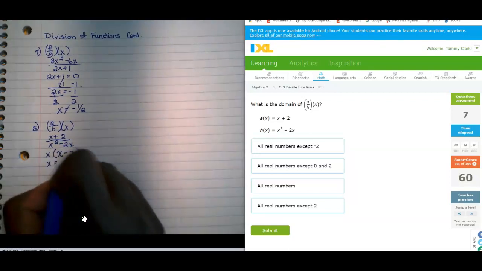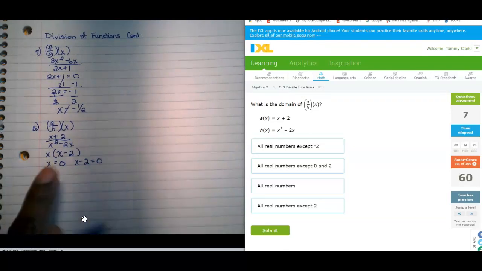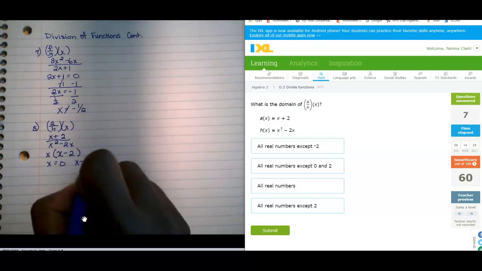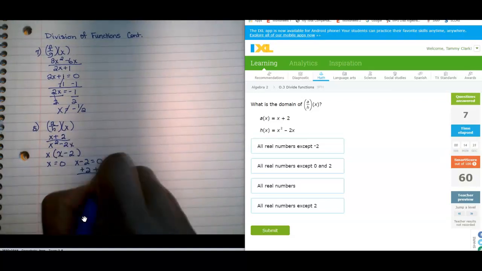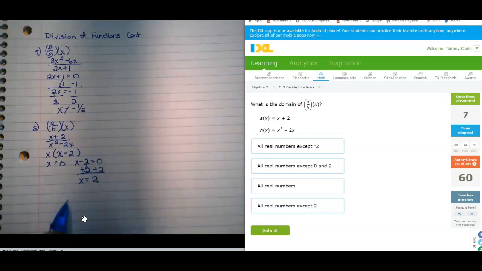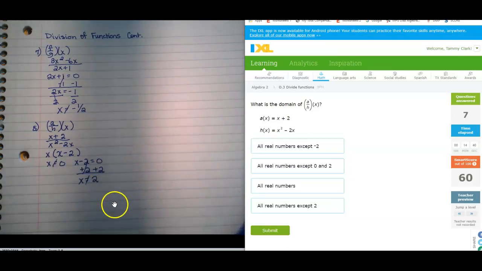Set both equal to 0 and solve for x. Here we're already solved for x. Here we're not. So we're going to add 2 to both sides of the equation. Therefore, the domain of the function can include all real numbers except 0 and except 2.